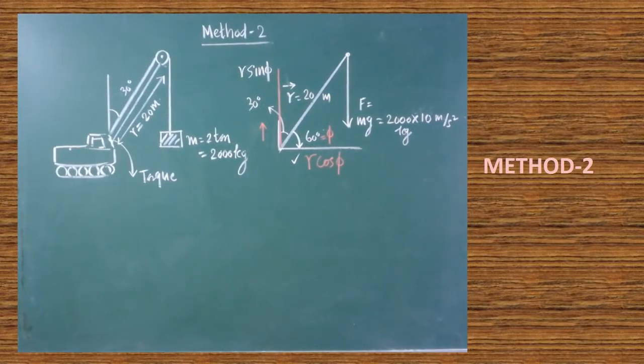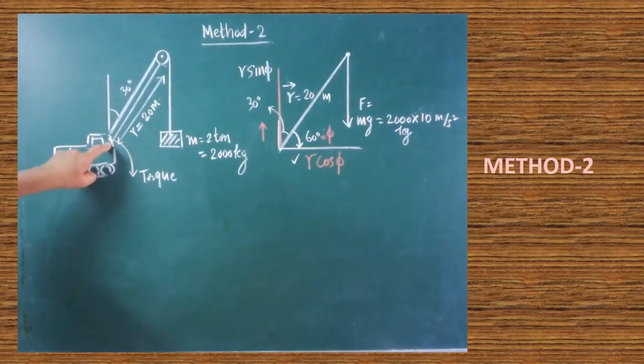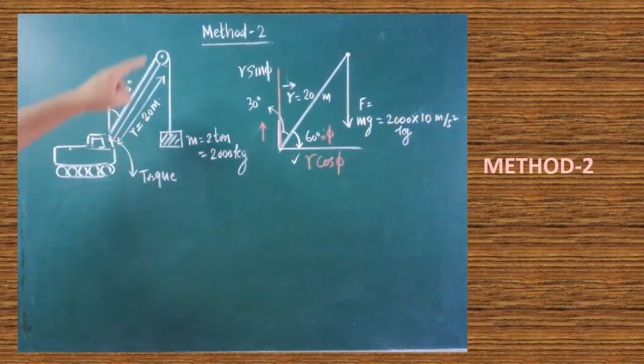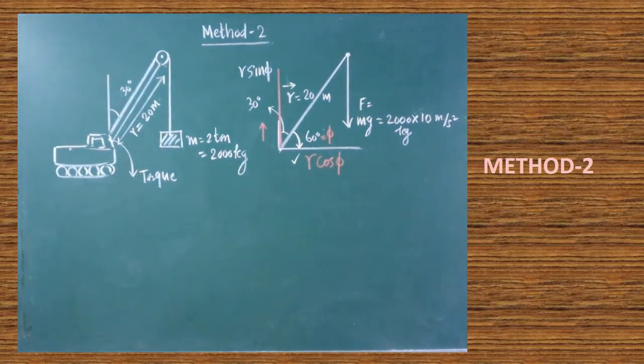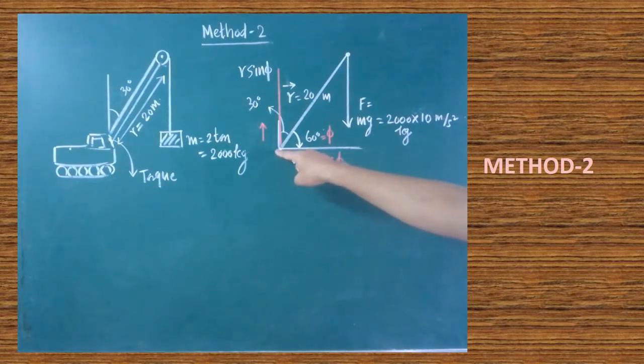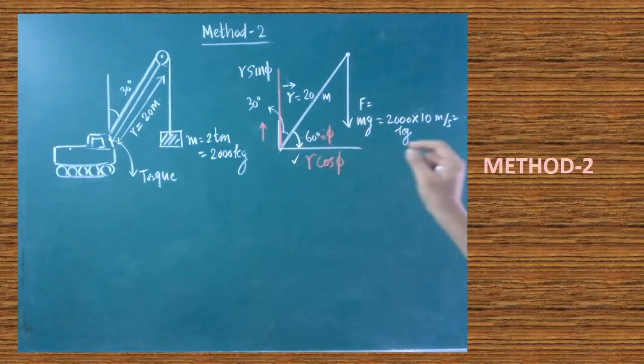Now we are going to calculate the torque at this point by using method 2. Look at the diagram. Here the crane arm length makes an angle of 30 degrees with respect to the vertical. This is the direction of the gravitational force. Now we are going to get the torque with the help of the next formula. So what is the fundamental formula?